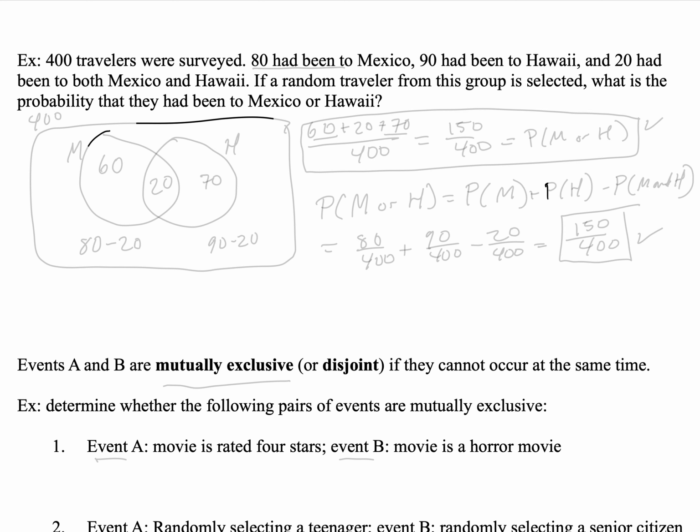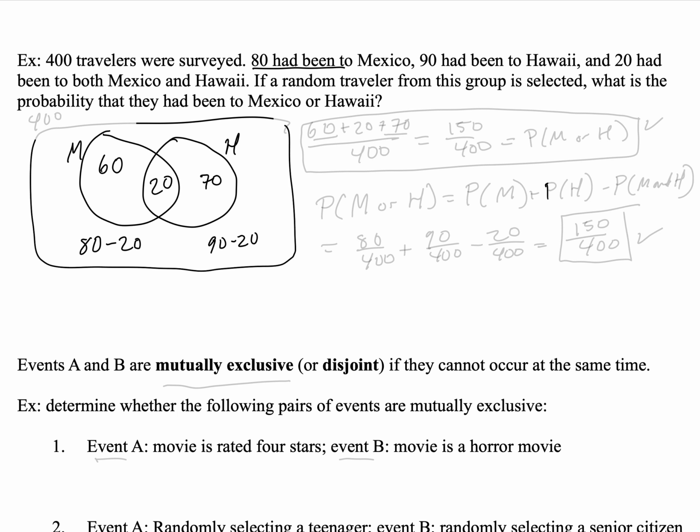There are different ways we could think about doing this. One is to think about a little Venn diagram and to say, well, there are 20 people who had been to both Mexico and Hawaii. There were 80 people who'd been to Mexico, but 60 have been to Mexico but not Hawaii, because 80 minus 20, 60 have been just to Mexico. And similarly, 90 minus 20, 70 have been just to Hawaii. That's out of the total of 400 travelers in this group.